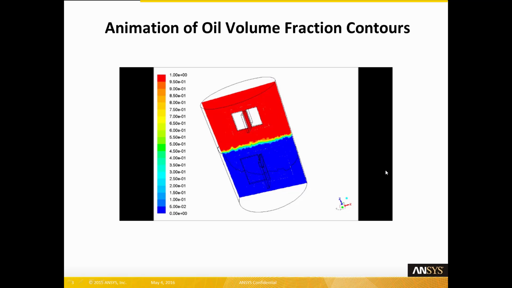Finally, we have an animation of the oil volume fraction contours. Here oil is red and vinegar is blue. Initially, the two phases are stratified. You can see that there is not a sharp interface between the phases. That is because the mesh is somewhat coarse, so that it would fit ANSYS Fluent Academic.